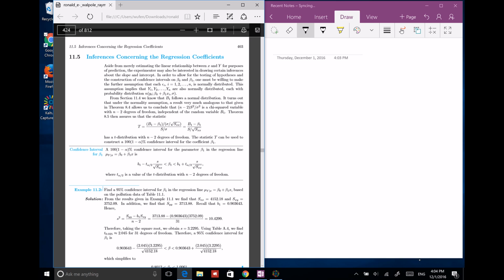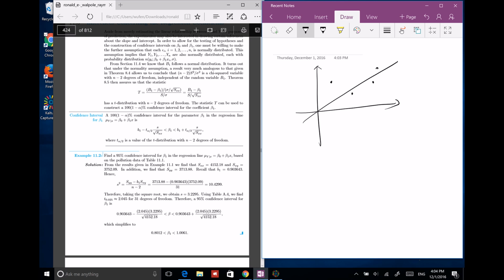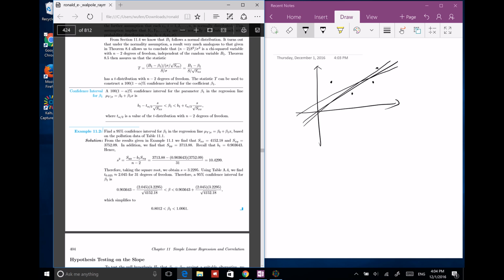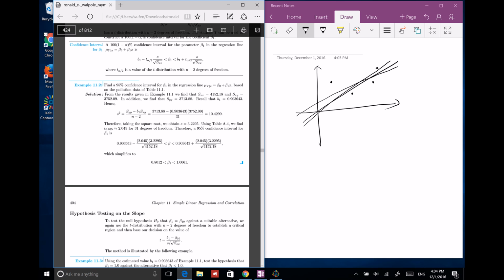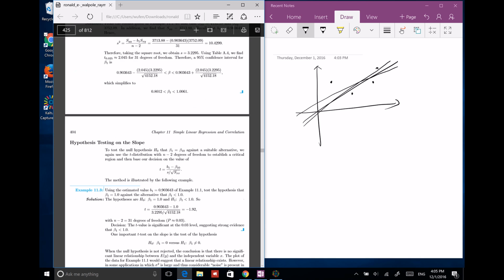We can do the confidence interval: a 100 times (1 minus alpha) percent confidence interval for the parameter beta 1 of the linear regression line is this. So instead of giving you one line, it gives you like a 95% confidence interval. The regression line could shift a little bit within that 95%. So it gives you more flexibility on the coefficient, not exactly just one line. Example 11.2 is another example that tells you the confidence interval for the coefficient.